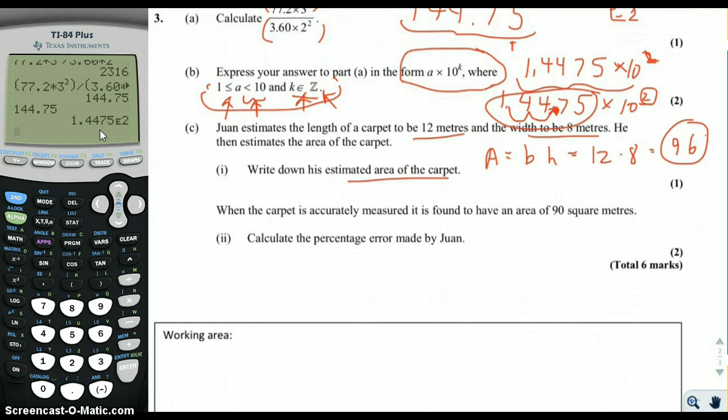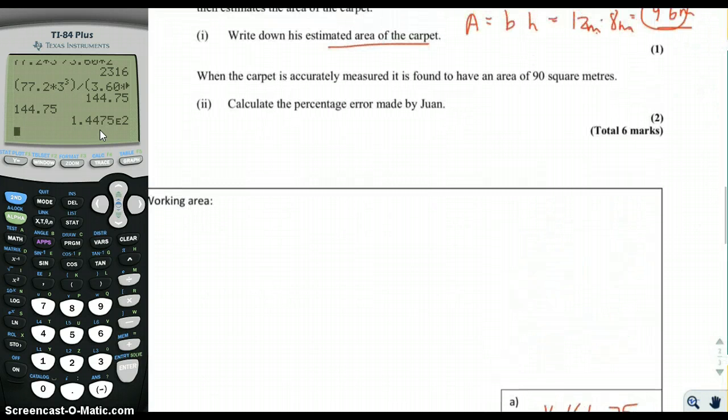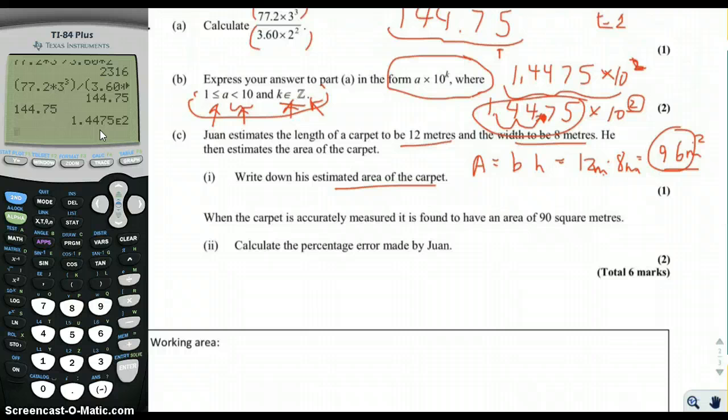And what is the unit for that? Well, 12 is 12 meters. 8 is 8 meters. If you multiply meters together, you get meters squared. So it's 96 meters squared. Does that make sense? 96 square meters for the area of a carpet. Okay, so then we just write that down here, that his estimate was 96 meters squared. And then we're going to go up. And now we're going to say what the percentage error is.